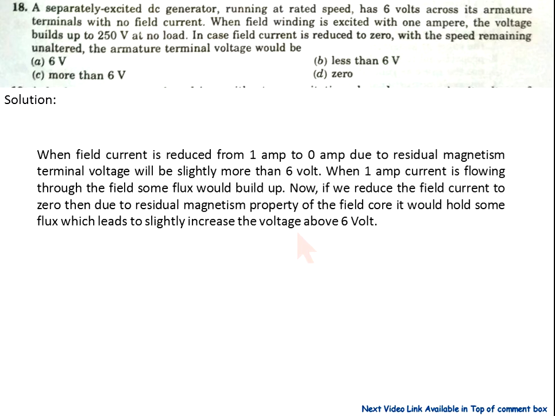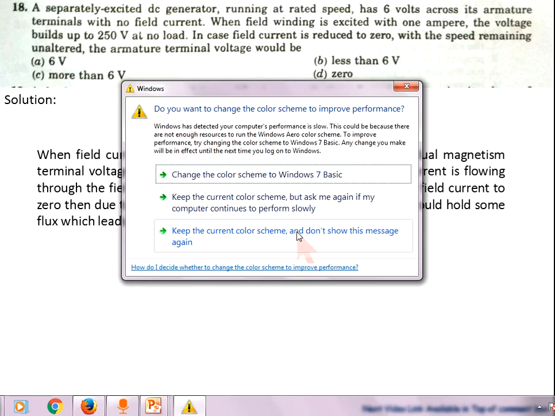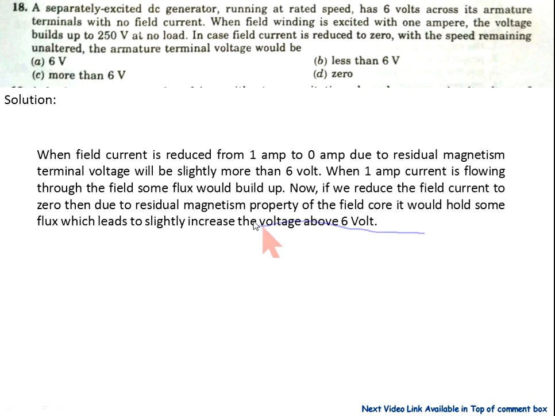When the 1 ampere current is flowing through the field circuit, some flux builds up. Now, if we reduce the field current to zero, then due to the residual magnetism property of the field, it would hold some flux, which leads to a slight increase in the voltage above 6 volt. So the answer is more than 6 volt. So the correct option is C.